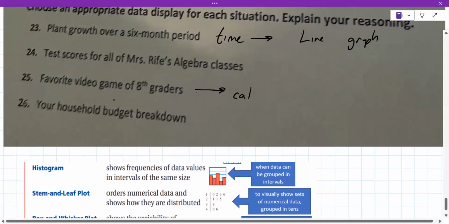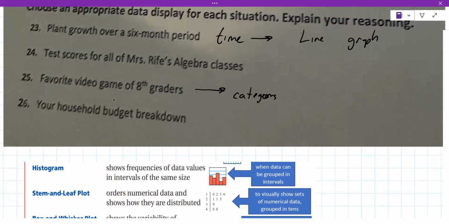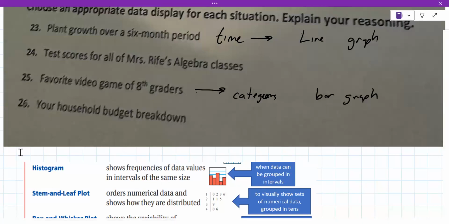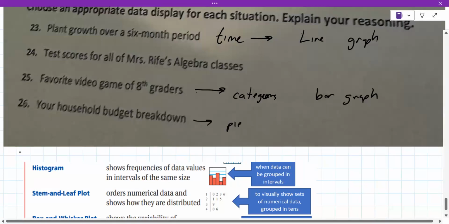25 is about categories. Favorite video game. Do you remember which one refers to categories? Bar graph. Yes. Or that circle graph. So the circle graph's for 26 for sure, because it has to do with percents and breakdowns. Yes, exactly. It's like what piece of the pie that we're using in the budget for. So yep, pie chart.